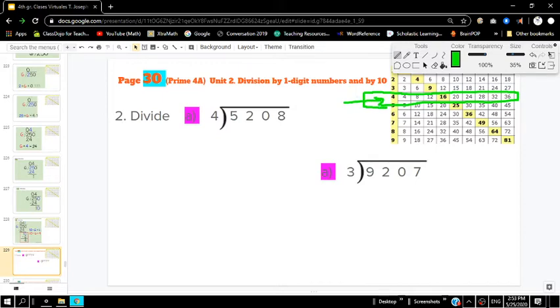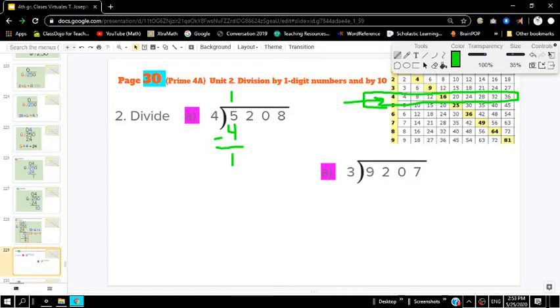So let's see how many times 4 goes into our first number. Our first number is a 5. And I know that 4 goes into 5 just one time. So 1 times 4 equals 4. Now I'm going to subtract. 5 minus 4 is 1.